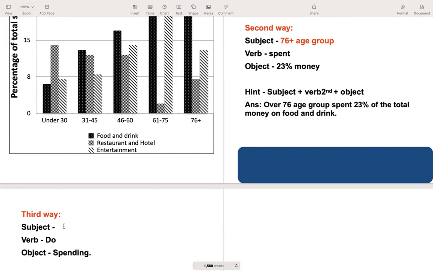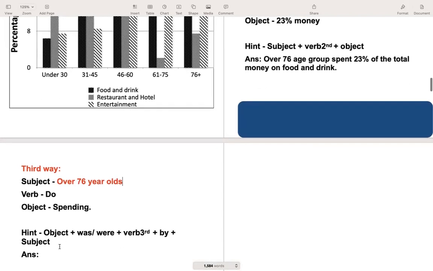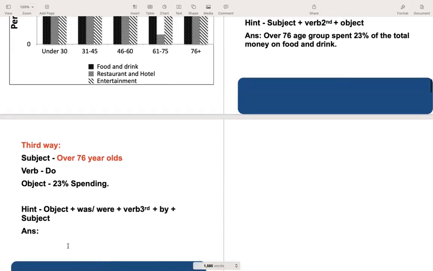The subject is the same. You cannot change the subject, so that is over 76-year-olds. So how will we form the sentence? First, we start with the object, spending. They don't do total, how much? 23% spending. So can you make the sentence?